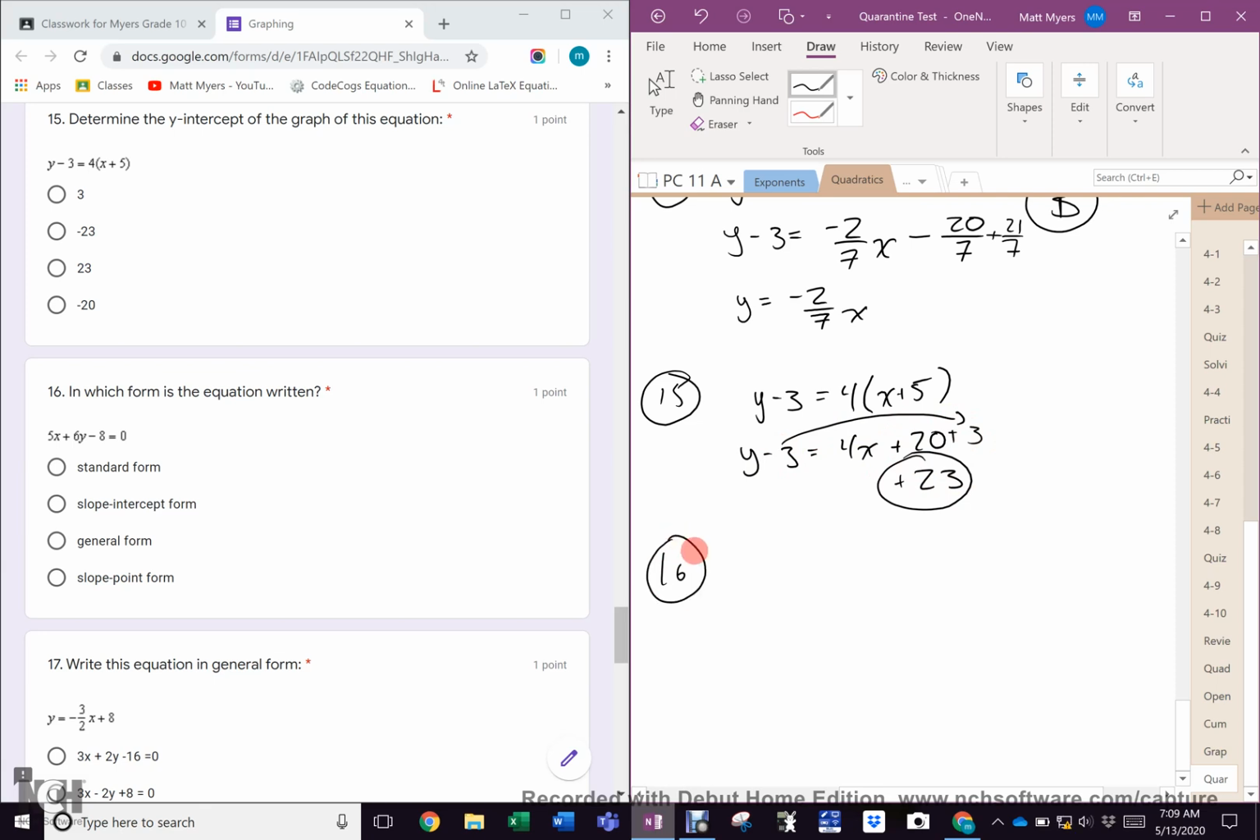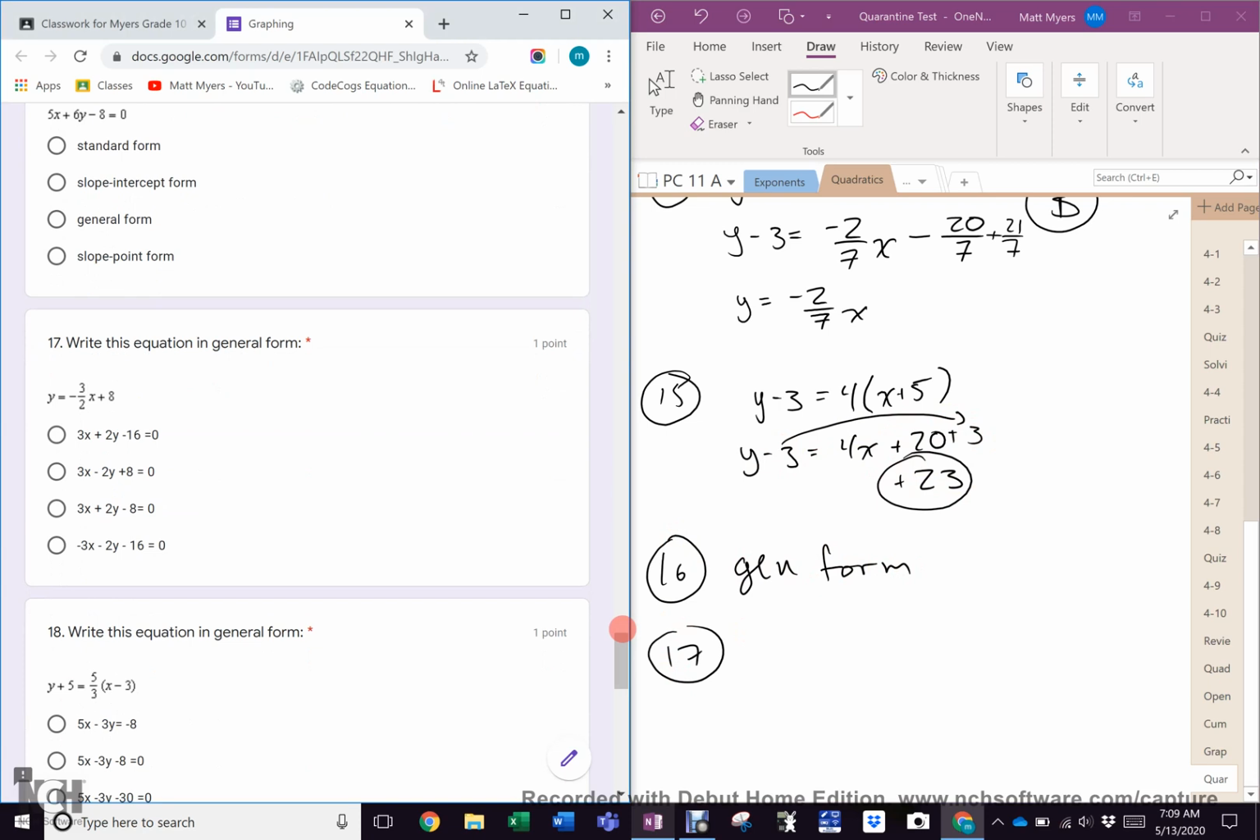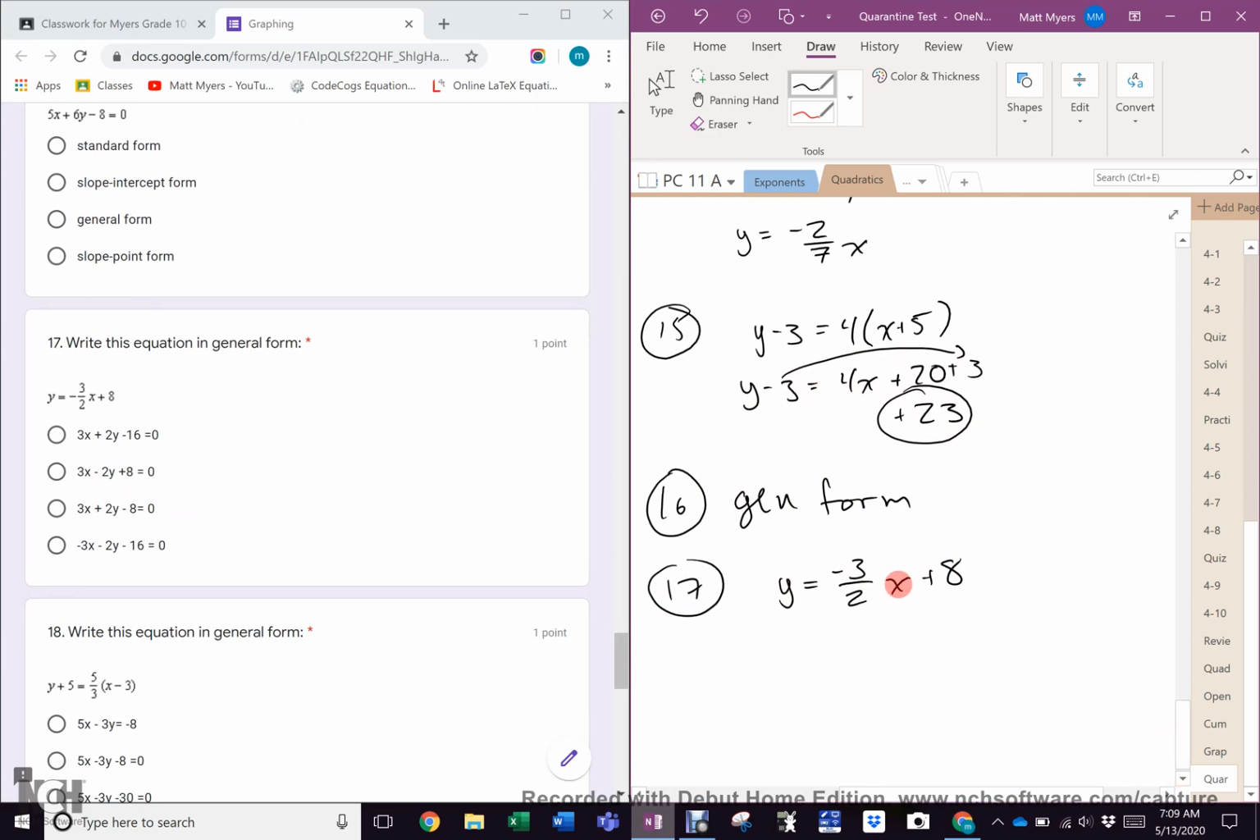Number 16. In which form is that written? That is general form. Number 17. Put that in general form. y equals 3/2 x plus 8. General form has no fractions, and the x is positive.